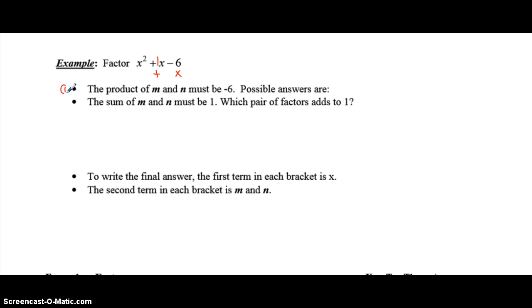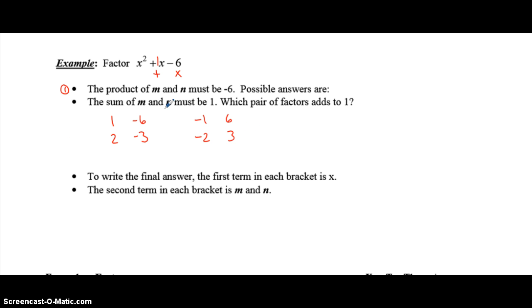The first thing you do is find two numbers that multiply to give you -6. It's easier to find the two numbers that multiply to give you -6 first because there are only a limited number of pairs that will make -6. If you're trying to find the pairs that add to give you +1, that would be an infinite number of pairs, but there's only a certain number of pairs that would multiply to give you -6. They are 1 and -6, 2 and -3, -1 and 6, -2 and 3.